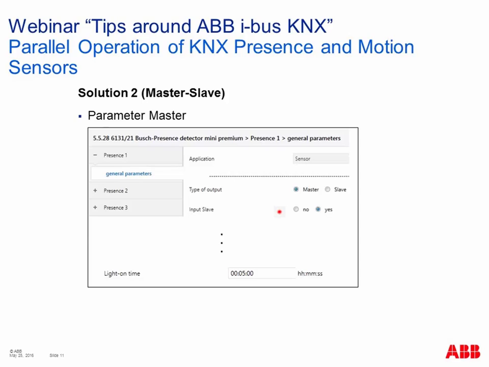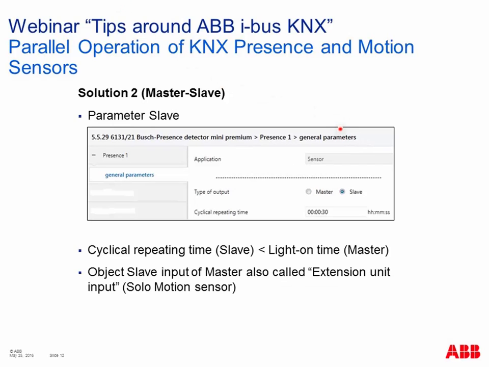Concerning parameterization in the ETS. Our master presence detector in this case will be programmed as a master, but also the input slave, very important to communicate with the slaves, has to be enabled, and also in a further parameter, the light on time, here in this case 5 minutes, has to be adjusted. The slave presence detectors in this case are adjusted as slaves here in the parameters, and have this cyclical repeating time of 30 seconds in this case. And important also here, the cyclical repeating time of the slave has to be smaller than the light on time of the master.